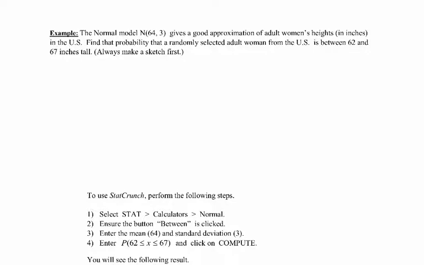All right, so let's look at an example. The normal model, okay, so what does this mean? This tells you we're looking at a distribution that is normally distributed. The first number, remember, is the mean, so 64 is the mean, and sigma is 3. Gives a good approximation of adult women's heights in inches. Find the probability that a randomly selected woman from the U.S. is between 62 and 67 inches.